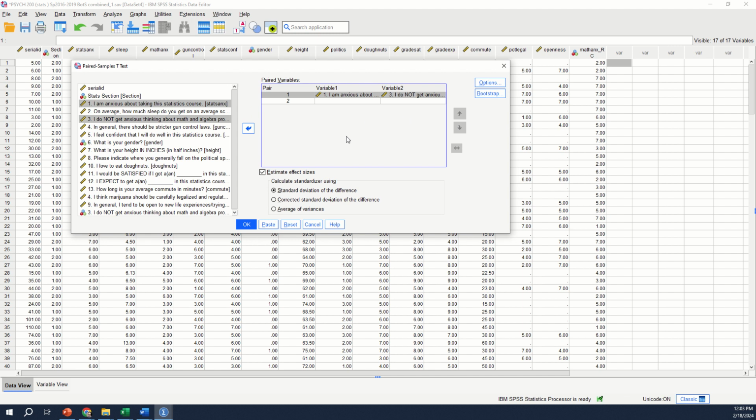Then we click where it says calculate standardizer using, and you're going to click average of the variances. SPSS will calculate the pooled standard deviation in order to calculate Cohen's D. There are other options here, and if we were in a more advanced stats class, I would argue why it's better to use the pooled standard deviation here. But that's what we're going to do for this class, and that's all you need to do in this window.